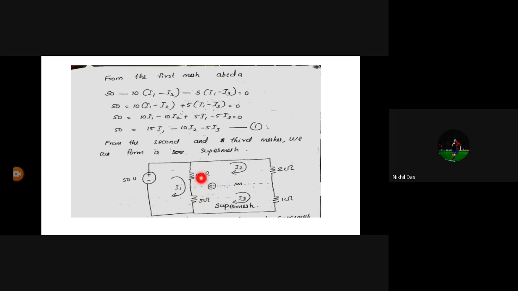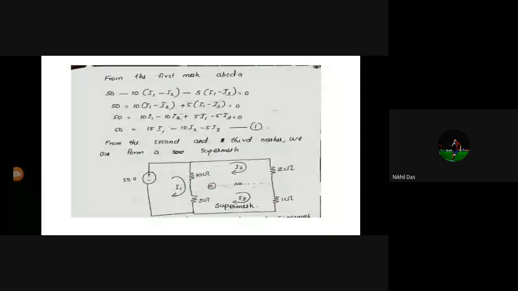You should remember one thing: through the 10 ohm resistance, what all currents are flowing? Through the 10 ohm resistance, I2 is flowing upwards. You can see we are marking the I2 like this. Similarly, through the 10 ohm resistor, you can see that I1 is flowing downwards. So whenever you are considering this mesh, you should assume that I2 is greater than I1. So you can write 10 into (I2 minus I1) will be the voltage drop across this 10 ohm.